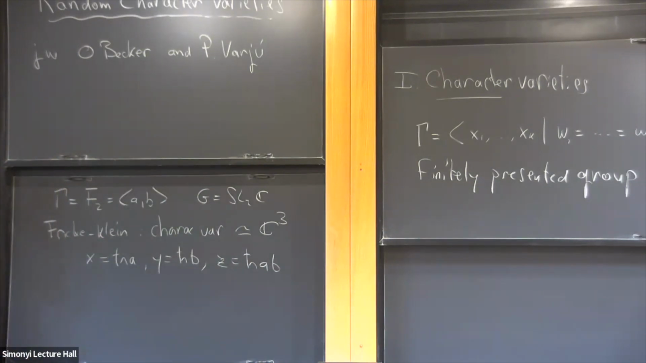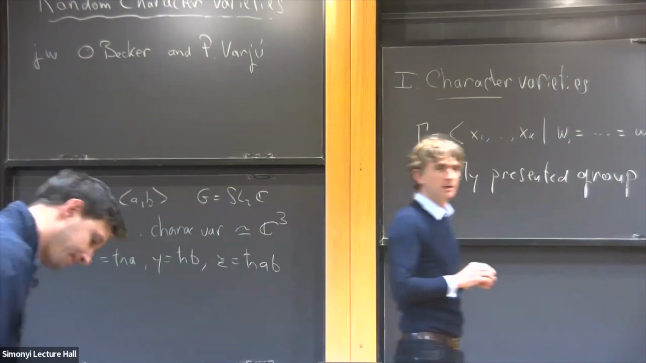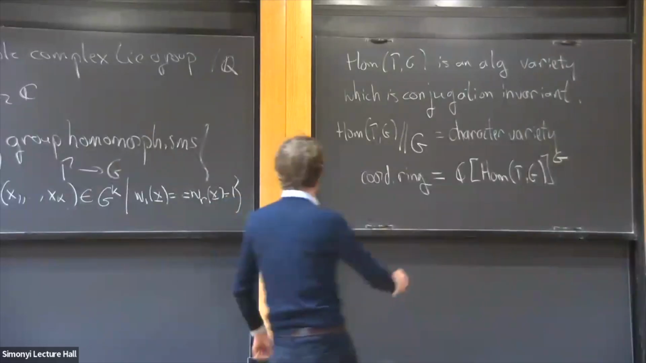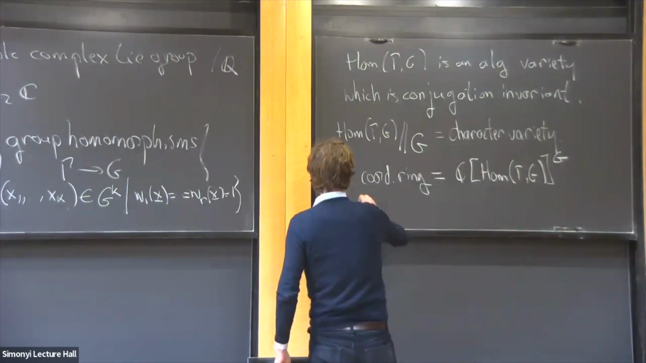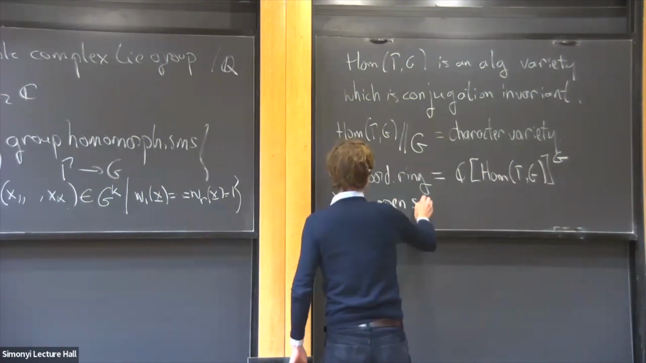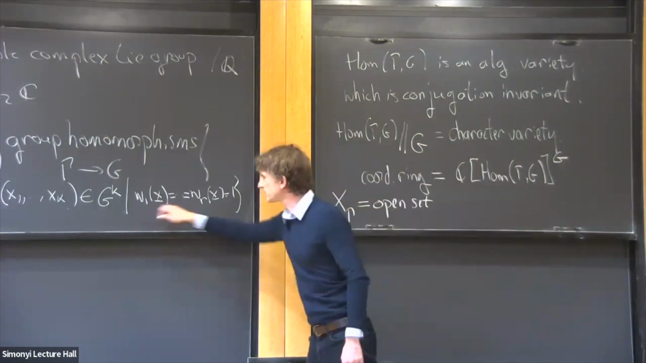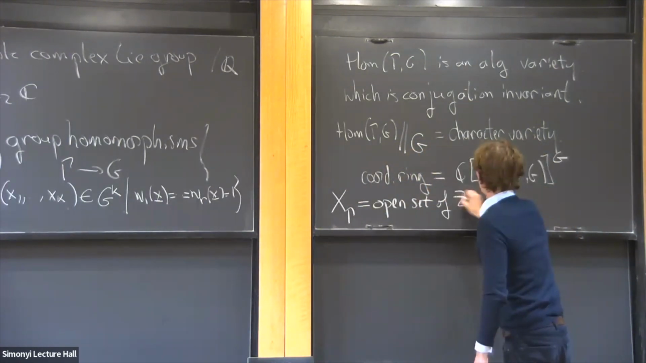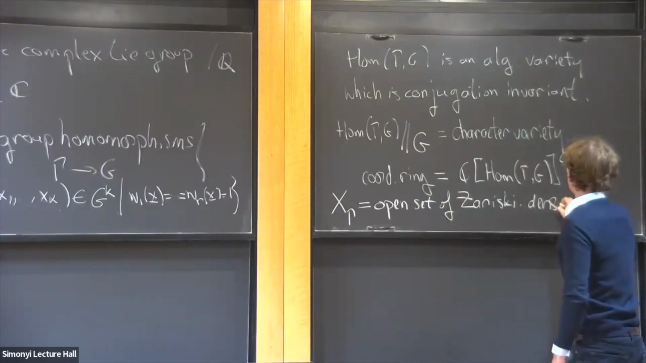In this talk, I'm going to be interested in the character variety, but more precisely I'm only going to be looking at an open set in the character variety, which I would call X gamma, and that's going to be the open set of tuples that generate a Zariski-dense subgroup in G, the set of Zariski-dense representations.